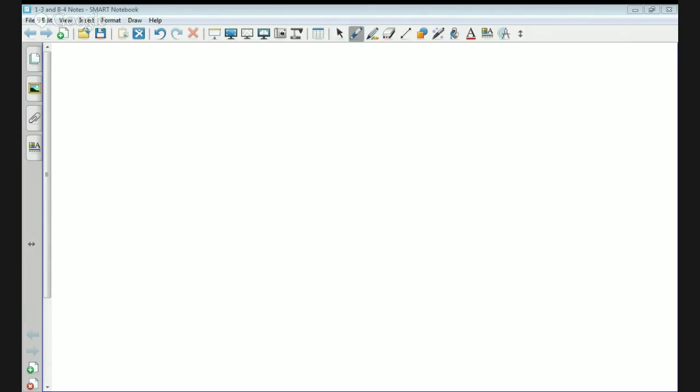So this week we are going to look at material from sections 1.3 and B.4. We'll go ahead and start with 1.3, lines.